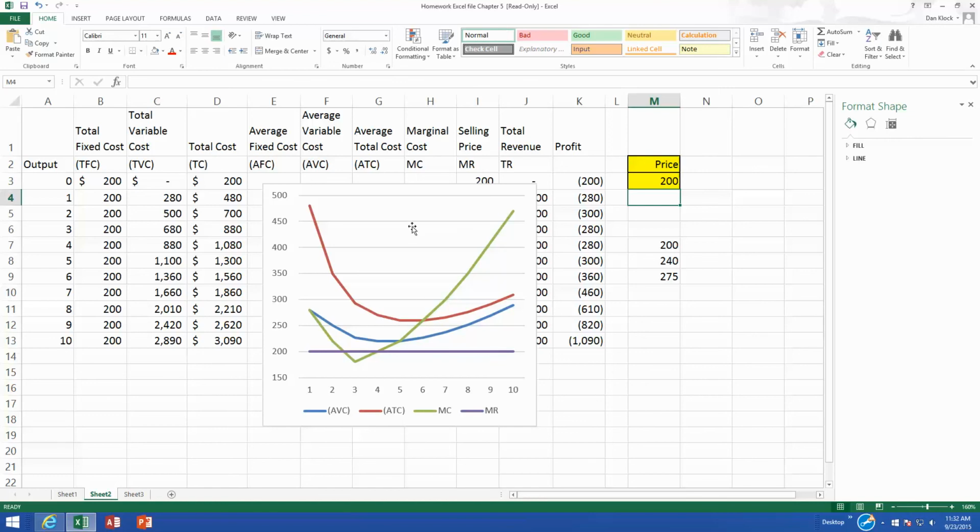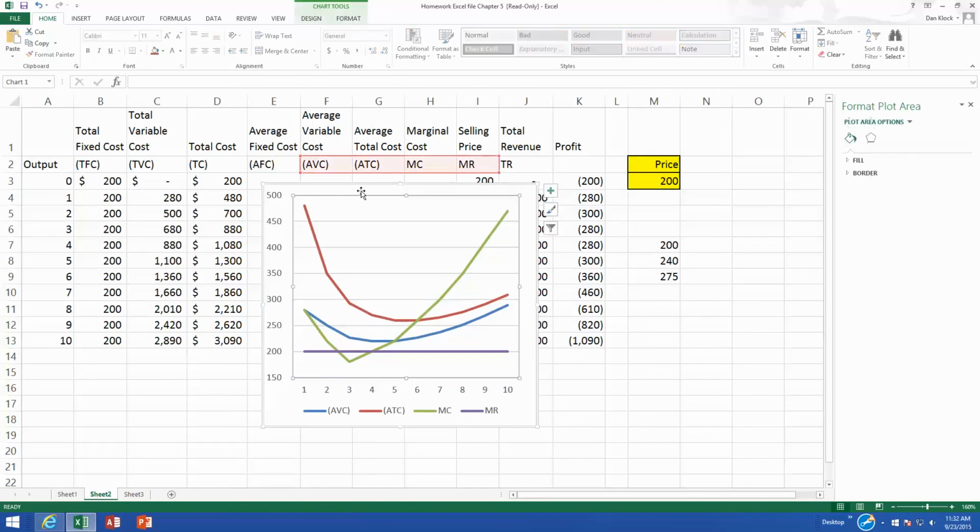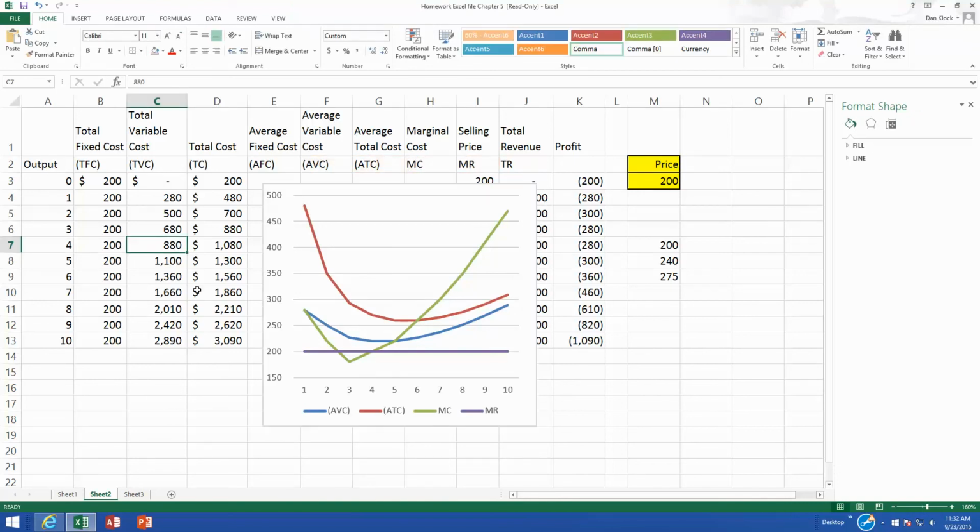All right, so it's a good spreadsheet to take a look at. I think the MyEconLab is fairly self-explanatory this week, but if you have trouble with it, email me or talk to me about it on Monday.